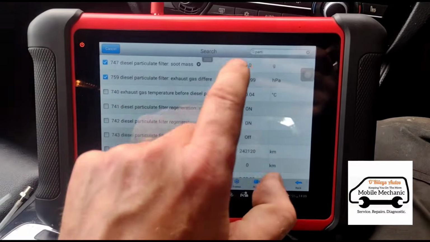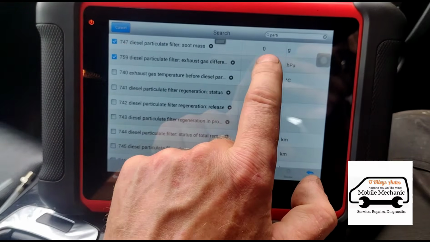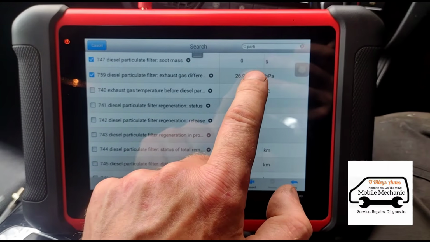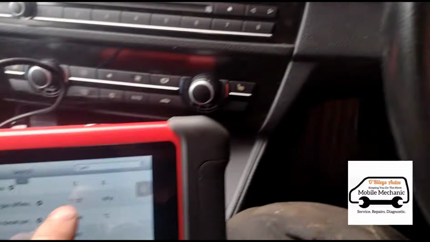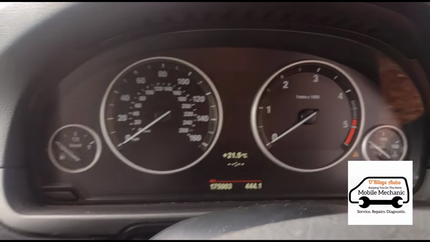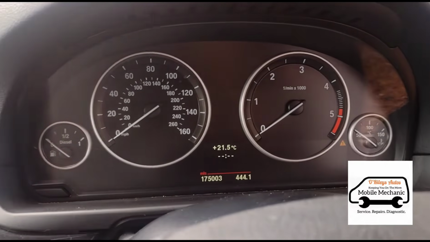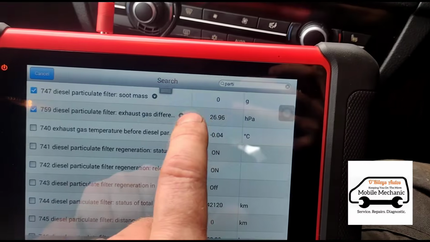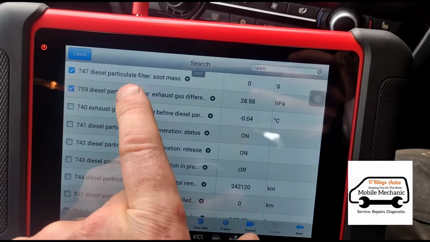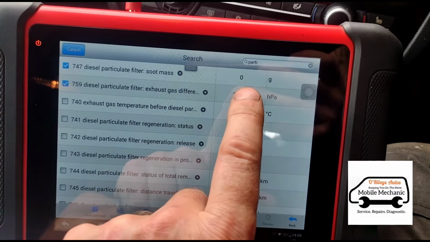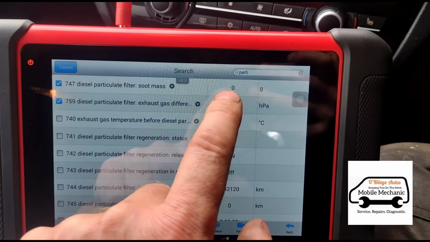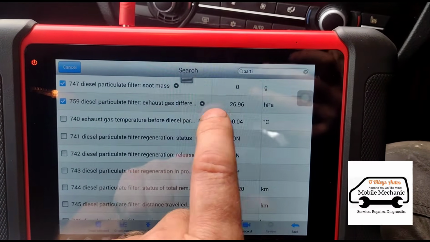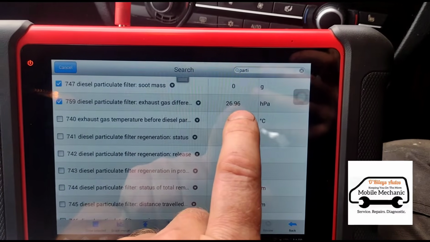So the misconception with this particle soot mass grams can lead people into thinking that they need a new DPF, because even on Range Rovers or Mercedes it will give you a message up here that your DPF is blocked and it needs replacing. So that is a good point there, just to not take notice of the actual soot grams unless the actual differential pressure is high.